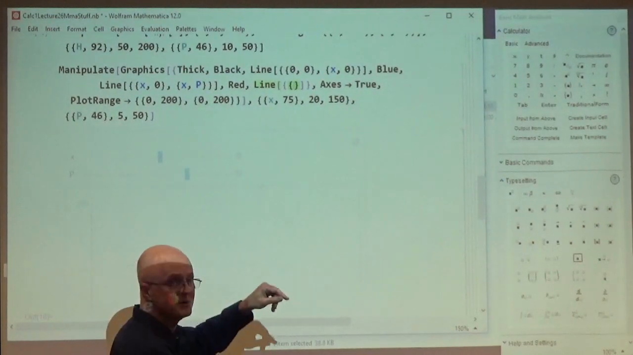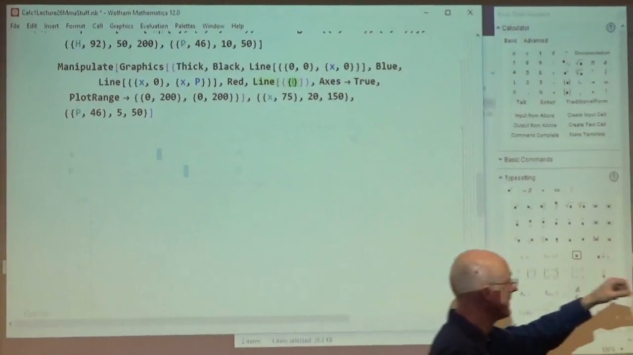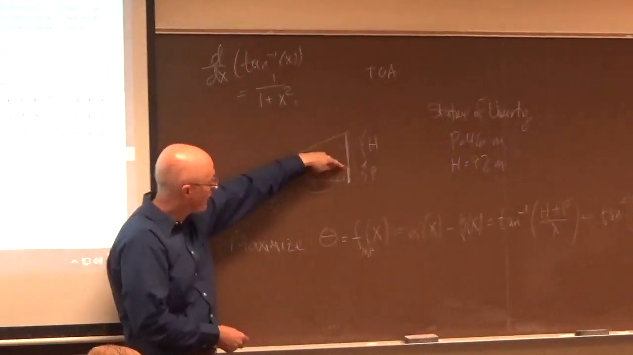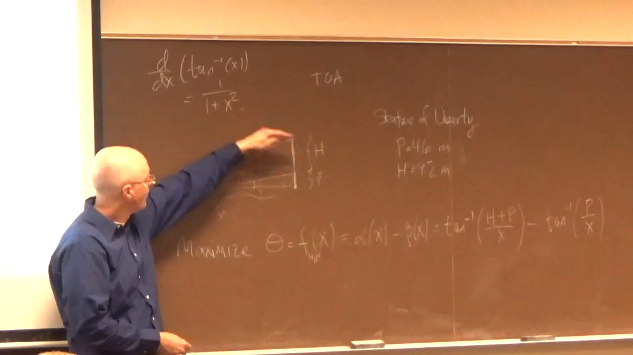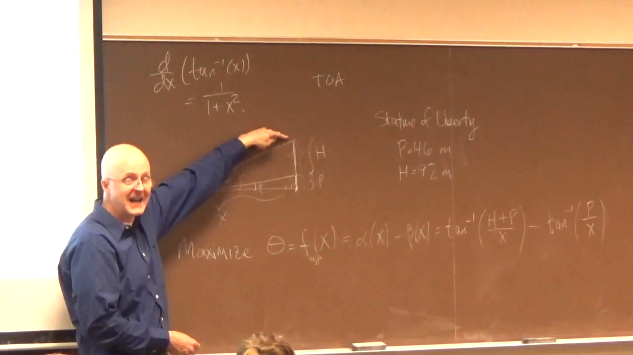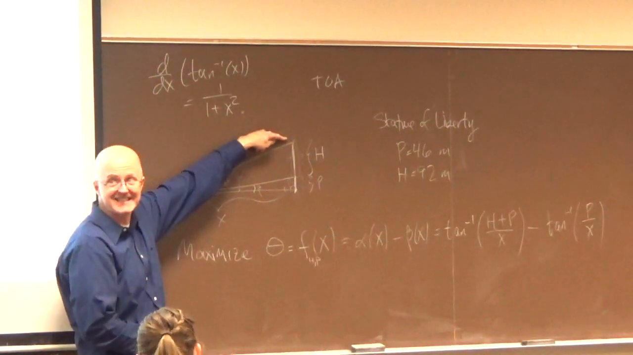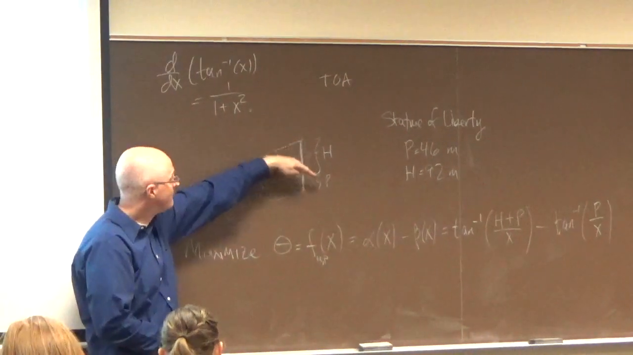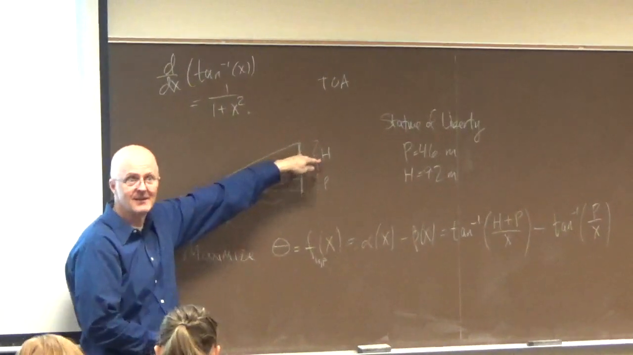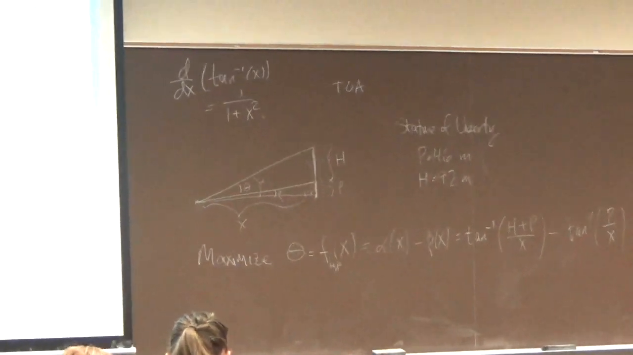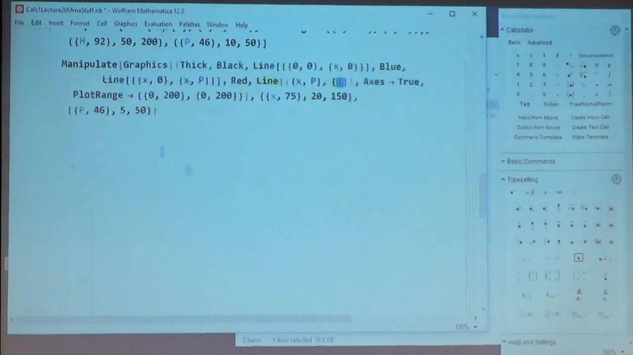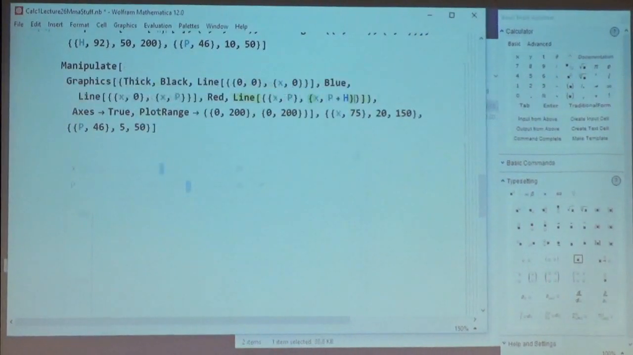Let's do another one, that's for the statue. Come over here, this line here. What are the coordinates of the lower point? x comma p. What are the coordinates of the upper point? x comma h. No, not x comma h. x comma p plus h. The coordinates of that upper point there. So I've got, say, x comma p to x comma p plus h, but I also need to tell Mathematica about h.